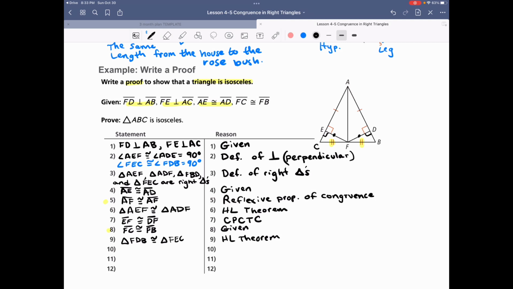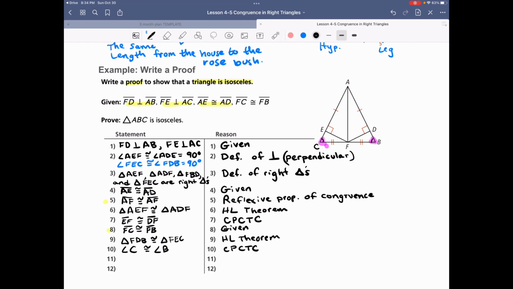If that's true, then we can prove something about their angles. And in an isosceles triangle, we have congruent angles at the base. So we can prove that angle C is congruent to angle B. I'll highlight that for you so you can see it right here. Those angles are congruent because the triangles are congruent and corresponding parts of congruent triangles are congruent.